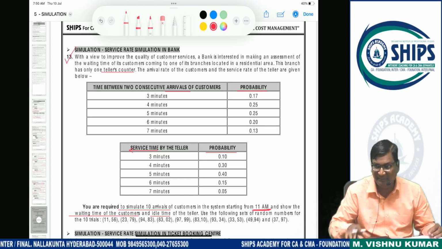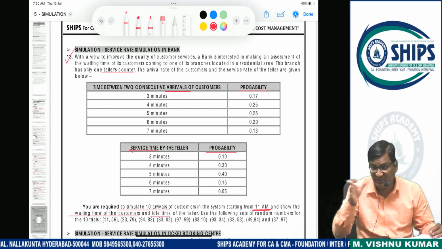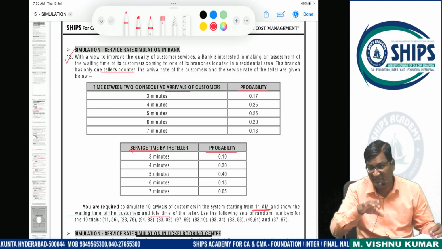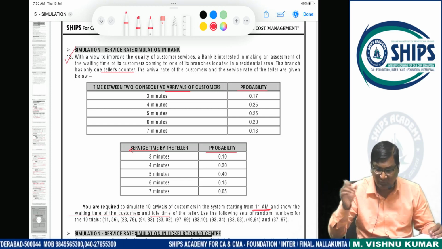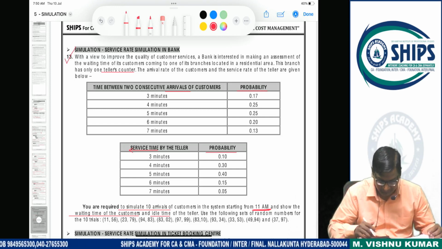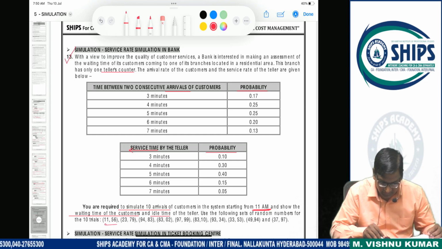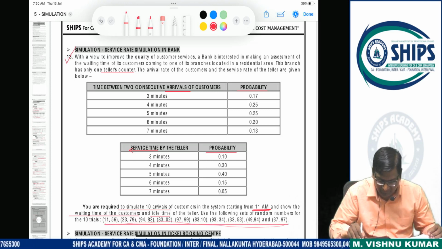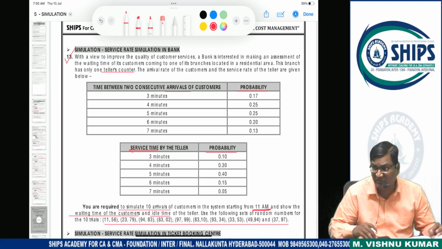So this is called waiting time. Understand? Suppose A, B, C, 3 customers are there. The teller is busy giving the services to A. So C should wait now. So that is the waiting time of B and C. So these are 10 random number pairs given. One is for arrival, one is for service. Clear?